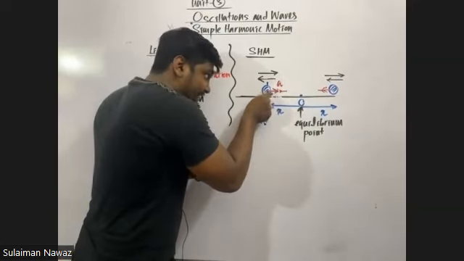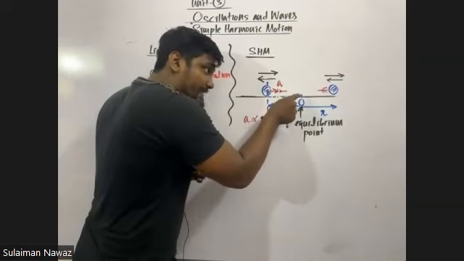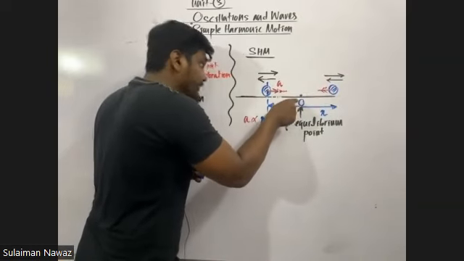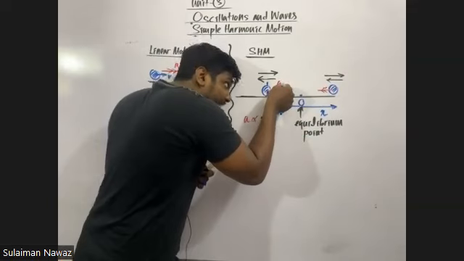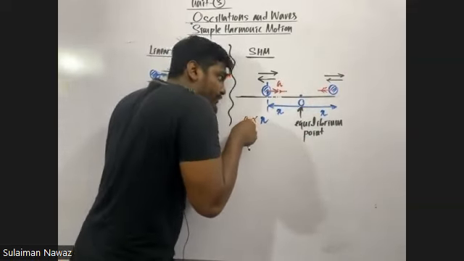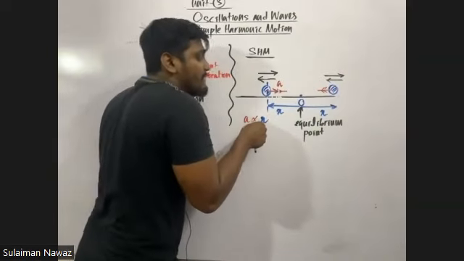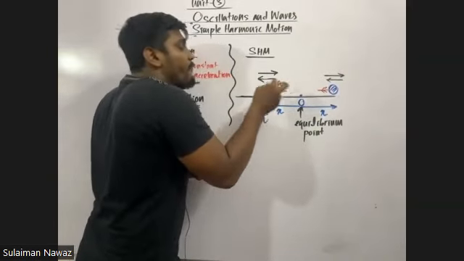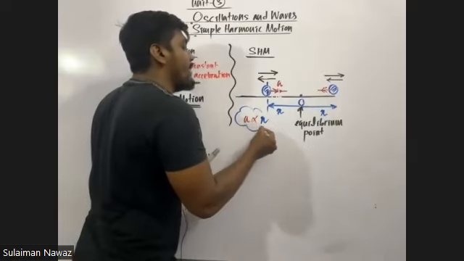If an object's acceleration direction is always acting towards the equilibrium point, and the magnitude of the acceleration at any instant of the motion is directly proportional to displacement, that type of motion we are calling simple harmonic motion.